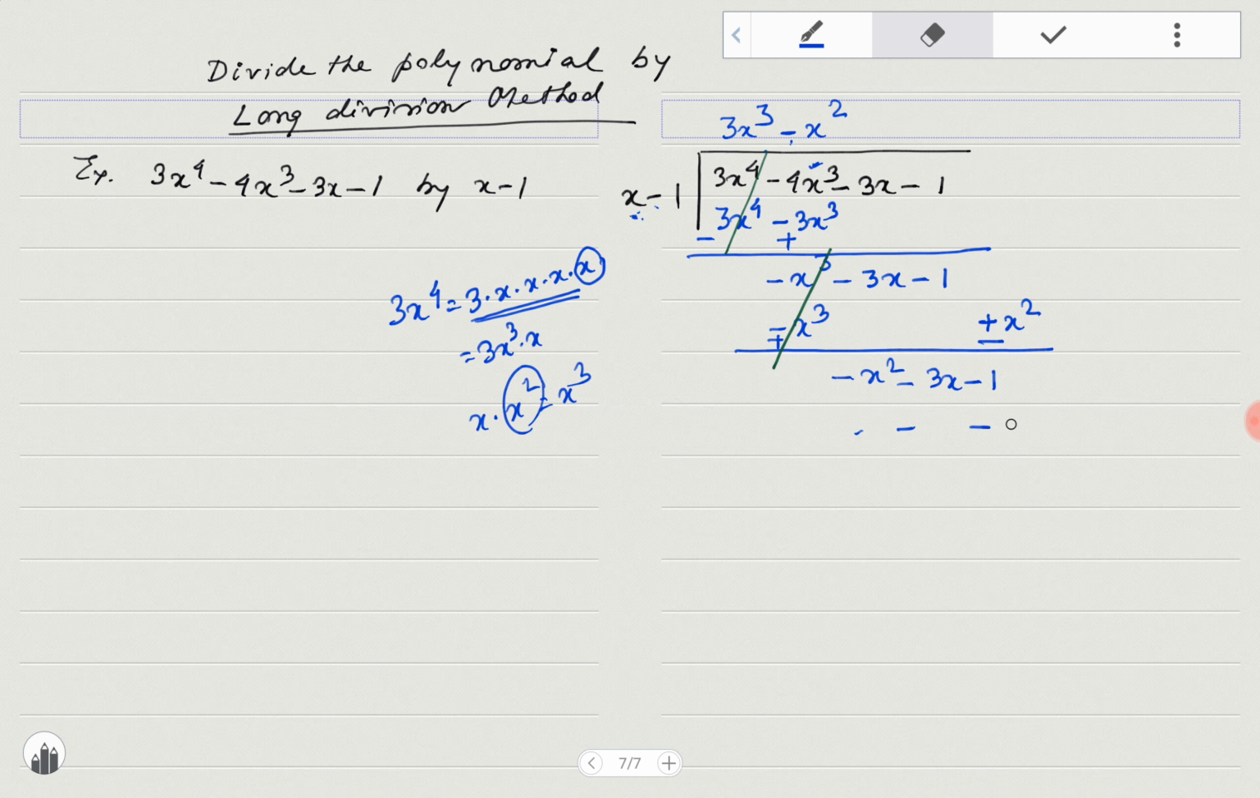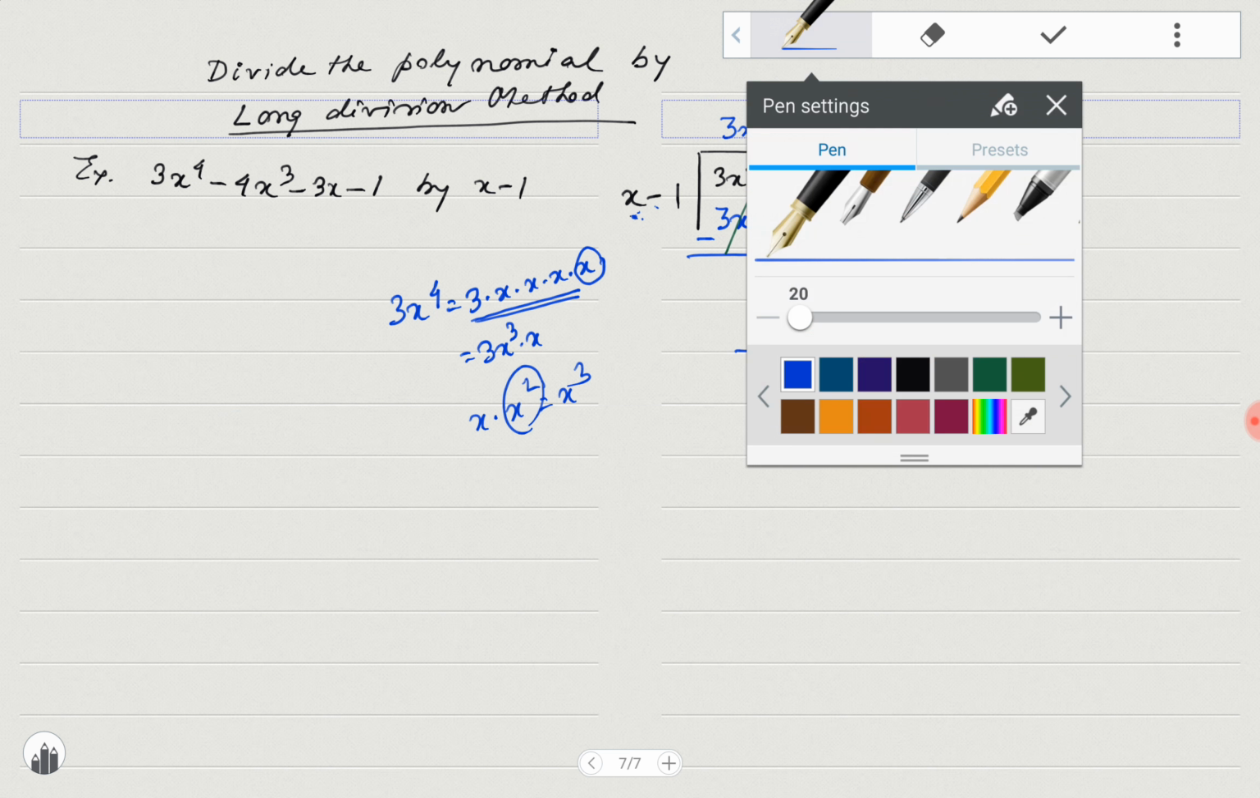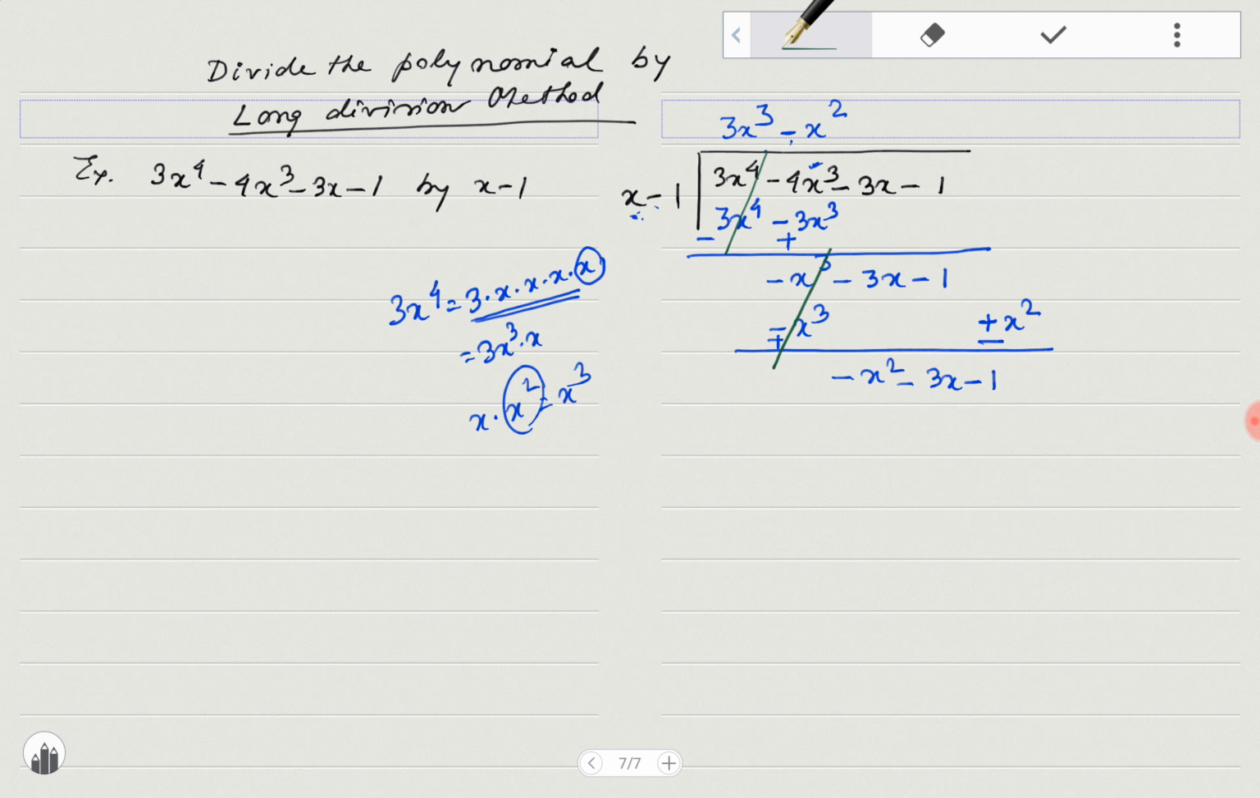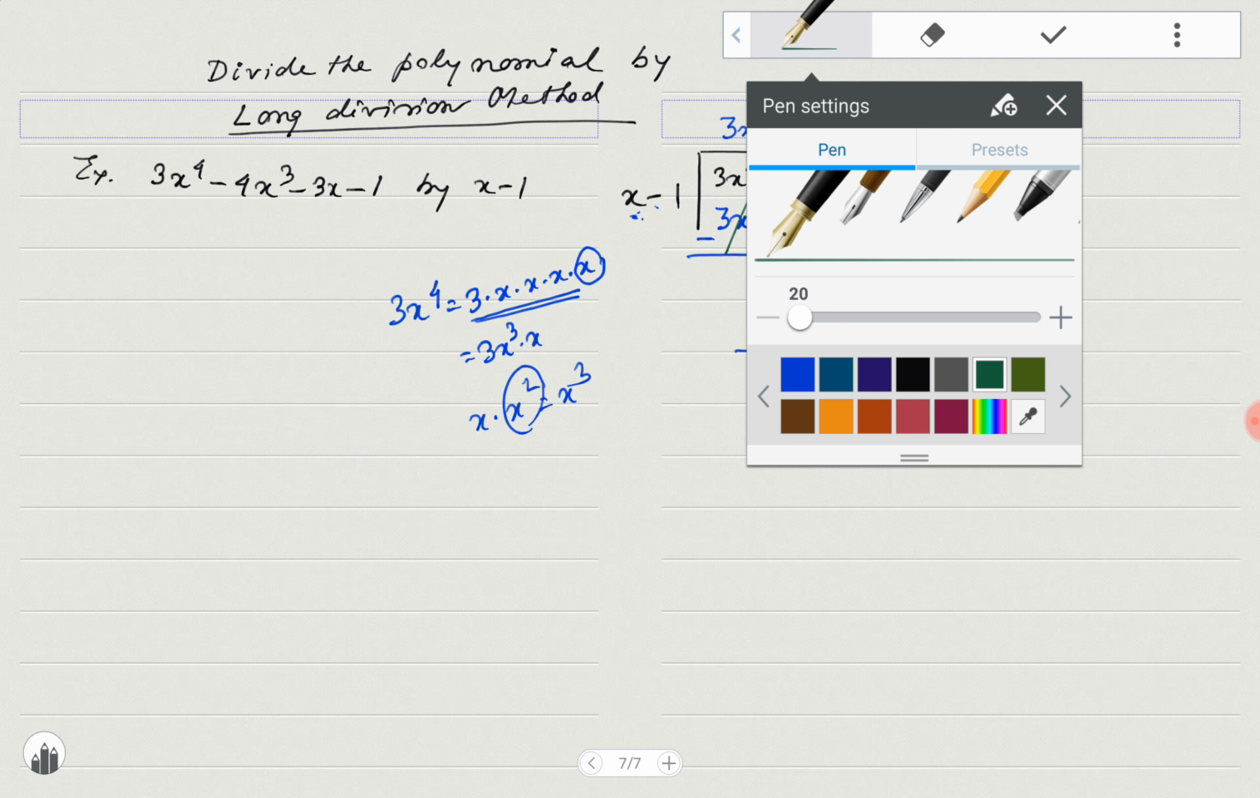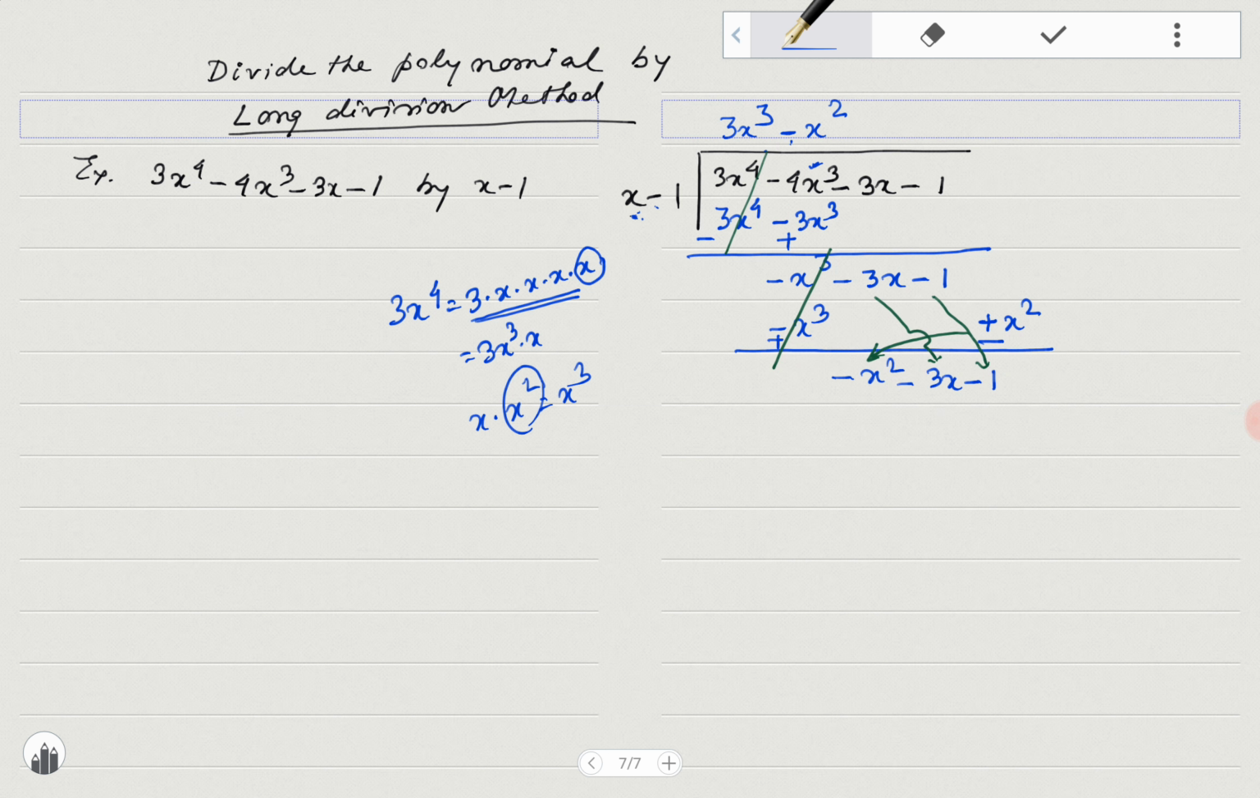Got my point? This is the minus x square. I have written this minus this one here, these I have dropped over here, and this is minus 1. The same thing I have written, just rearranged it so that it is easy for you to multiply with the divisor. Now what needs to be multiplied with this x minus 1 to get minus x square? We know x into x is equal to x square. So this is to be multiplied with minus x to get minus x square.